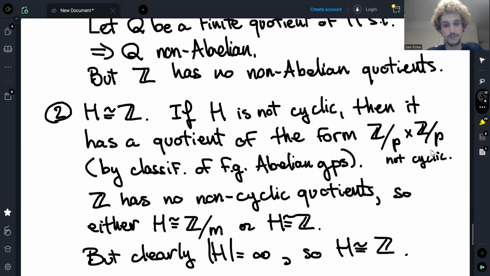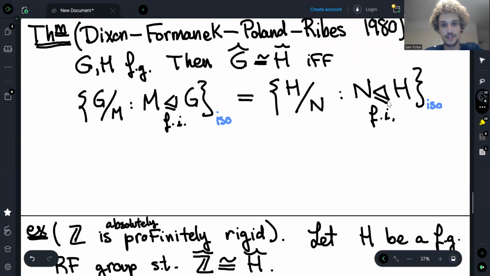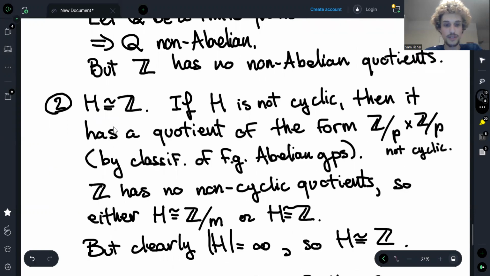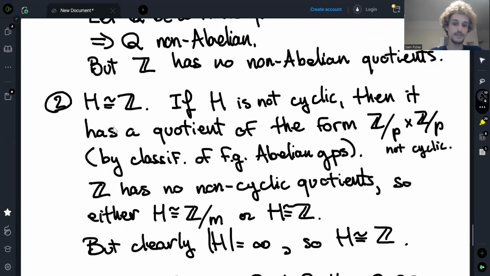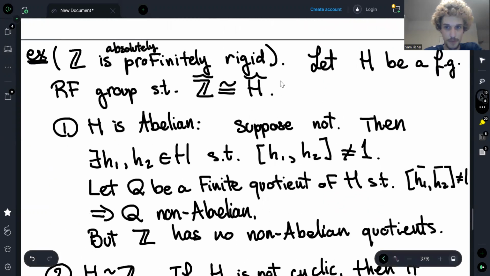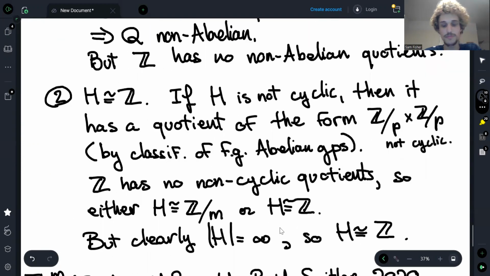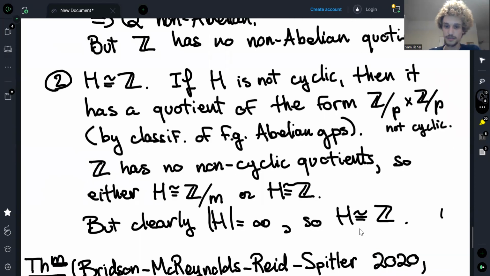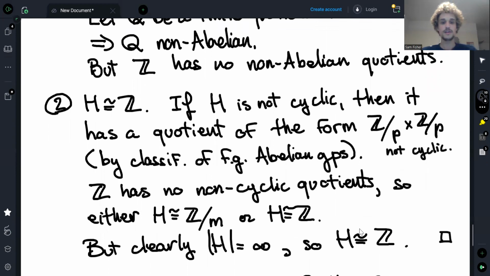Again, we use the previous theorem: H had a non-cyclic quotient, but G had only cyclic quotients. That can't be the case because they're profinitely isomorphic. So you conclude that H is either finite or infinite, in which case it's Z. Now, obviously, H can't be finite because if it was finite, its profinite completion would just be Z/m, and Z hat is infinite, so that can't happen. So you conclude that H was actually isomorphic to Z, and that concludes the proof.